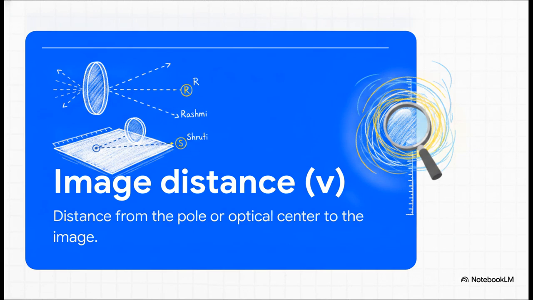Next, we've got v, the image distance. This is the distance from the instrument to where the projected light actually lands, or where it appears to land to your eye. So for Rashmi, her v is 20 centimeters behind the instrument. For Shruti, her v is 15 centimeters behind it, right there on that piece of paper.